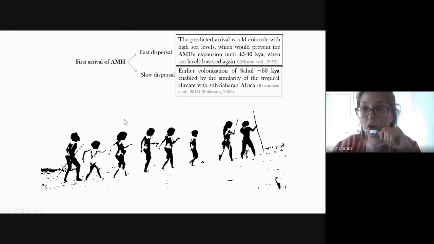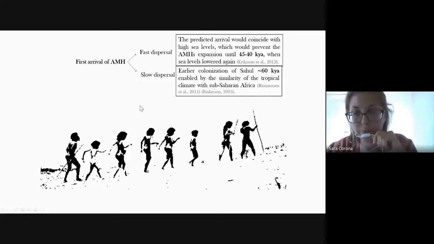On the opposite, the slow dispersal theory states that the colonization of Sahul was earlier, more or less about 60,000 years ago, and it was enabled by the similarity of the tropical climate with sub-Saharan Africa. Dam already talked about it, and the savanna corridor theory is also linked with this position. If you could click again, thank you.